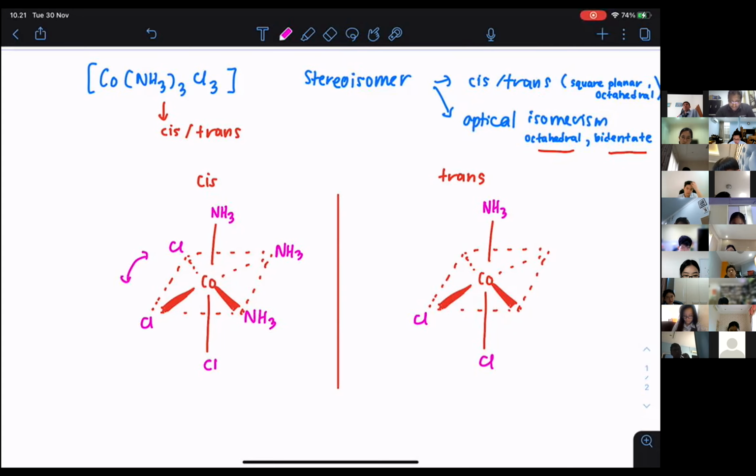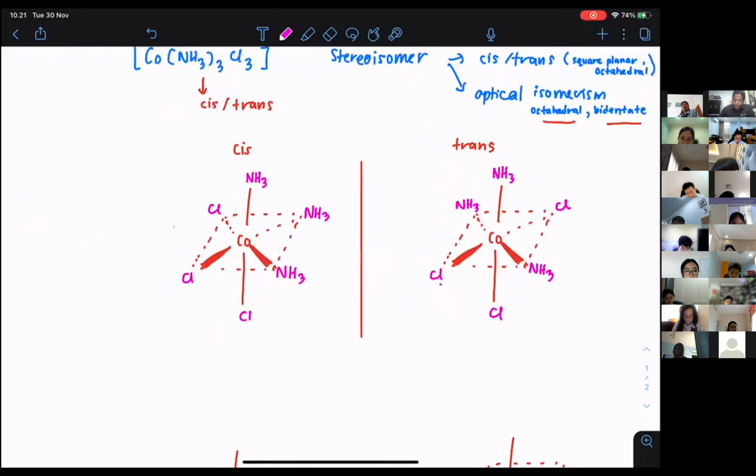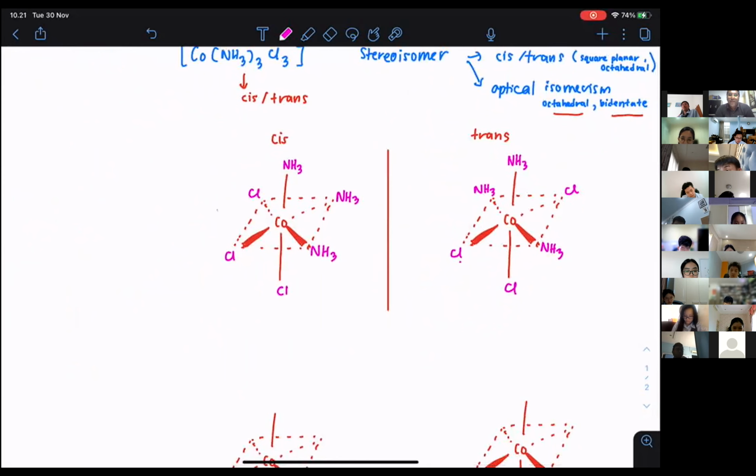Now if I want to draw the same thing, I'm going to show trans. Just now I put the Cl over there. If you want to show trans, the best way is, if this is Cl, you put another Cl opposite, left with ammonia here, ammonia here. This is how you draw cis and trans for this kind of compound. So this one, just go through.